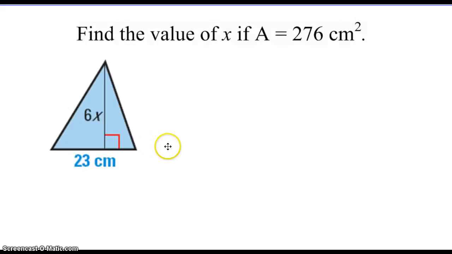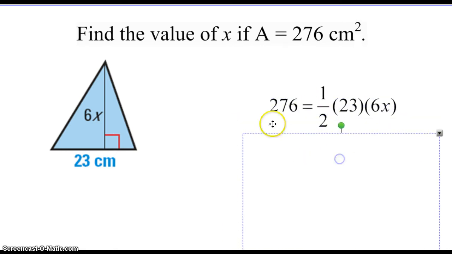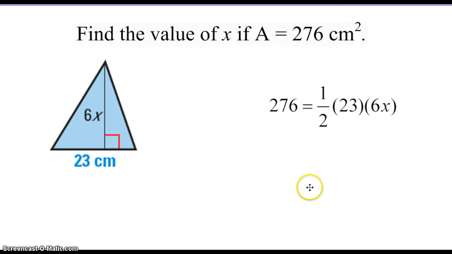If we look at this problem, it's a problem in which I give you the area, I give you a value for the height, but you need to find x, and I give you the base. So we're going to start with our formula. Area equals 1/2 base times height. So I'm going to take 276, which is the area, set it equal to 1/2 base 23 times height.